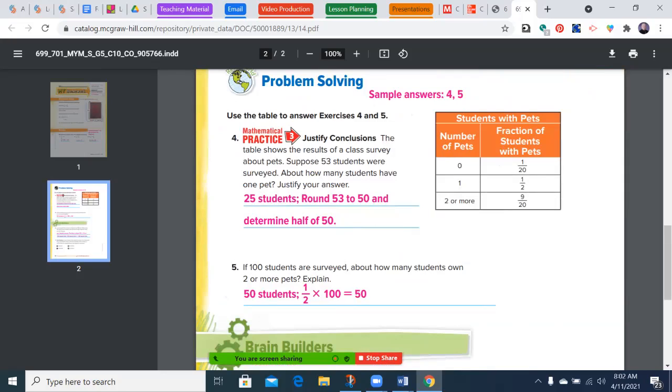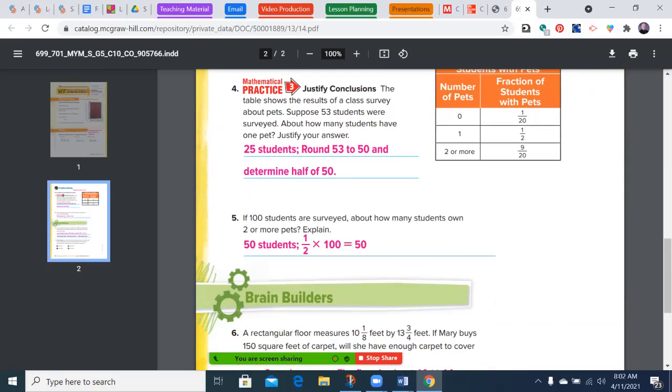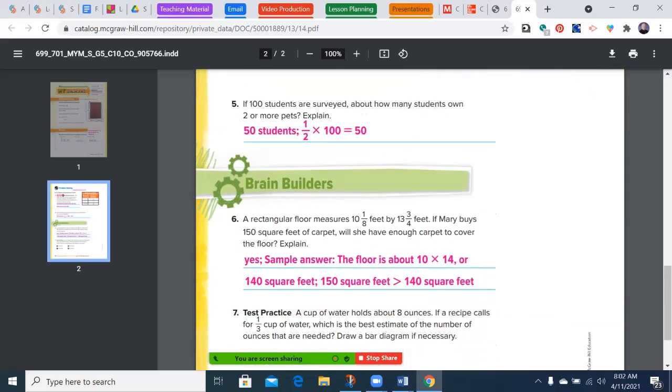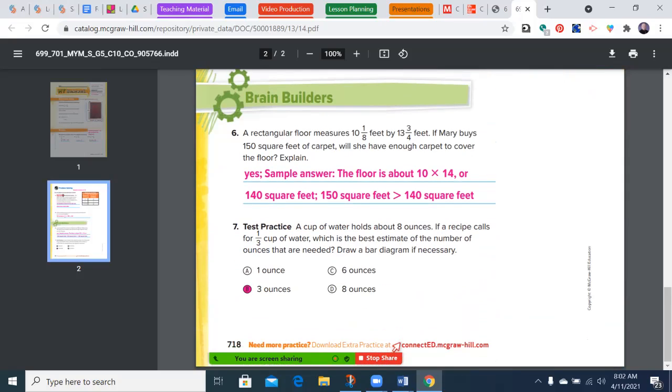And here we rounded 53 to 50 and determined half of 50 was 25. Half of 100 is 50. The floor is about 10 times 14, or 140 square feet, so the answer is yes. And it's 3 ounces at the end. It's about a third of a cup.